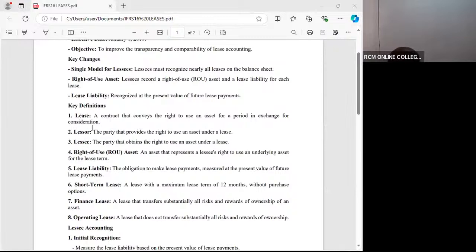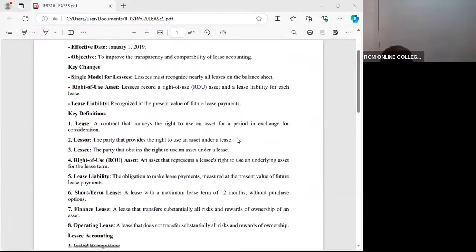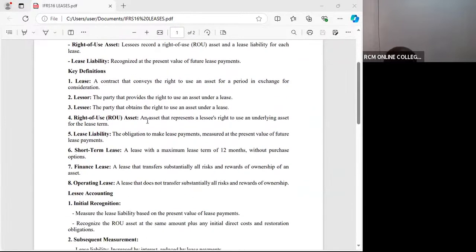So then we come here straight, ladies and gentlemen, we are told something very, very important. We have a lessor, the party that provides the right to use an asset under a lease. So the owner is the lessor. Lessee is the party that obtains the right to use this asset. If it's a house, then the lessee becomes the tenant. We have right of use, an asset that represents a lessee's right to use an underlying asset for the lease term. So we have these definitions.